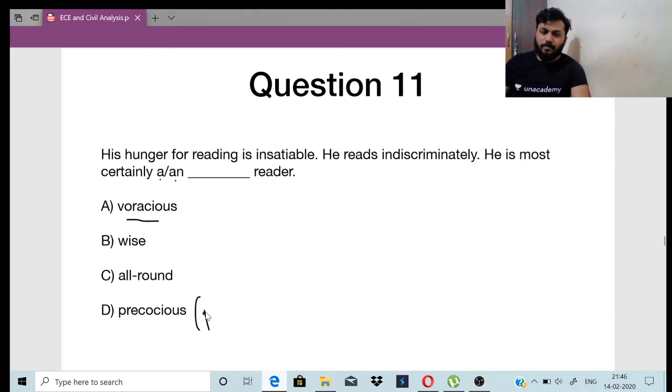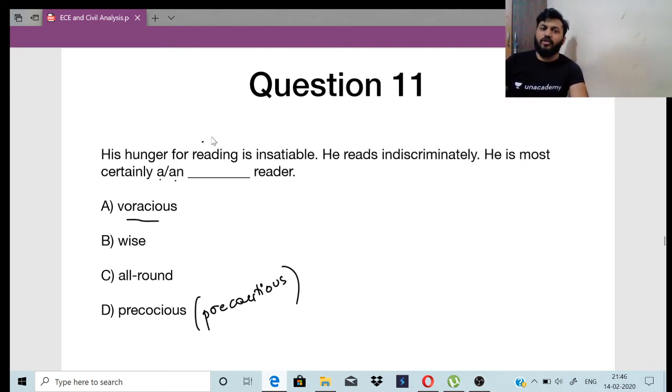Precocious, the spelling is wrong. Okay, Rupali, the spelling is wrong. It is not precautious. Precautious means taking caution, you know.